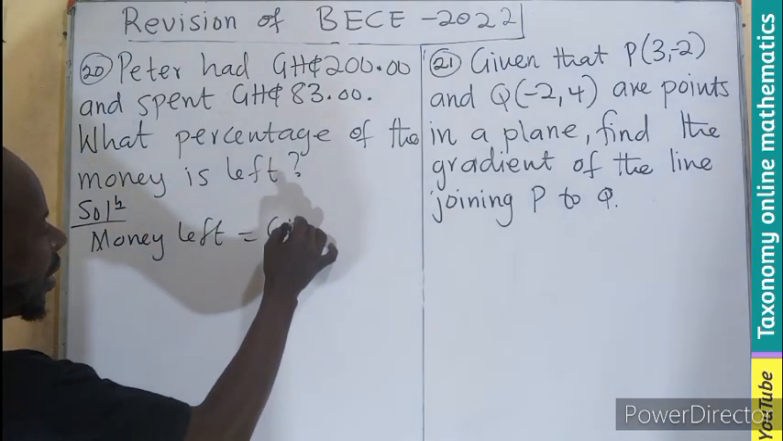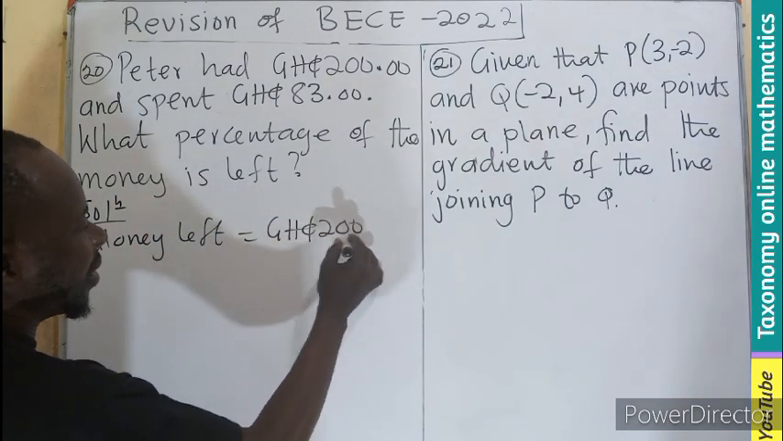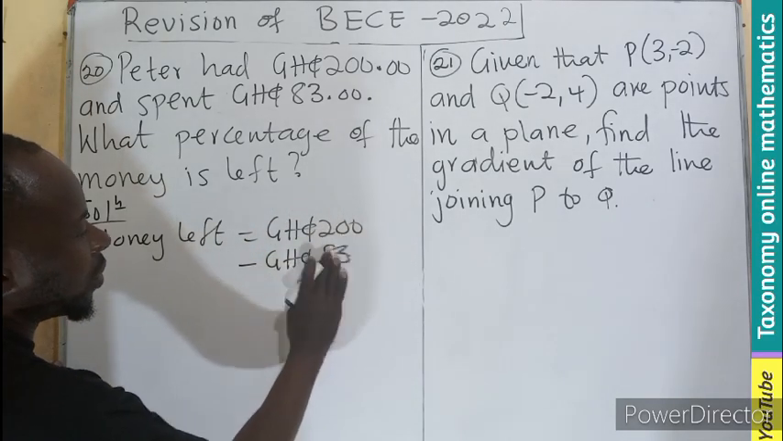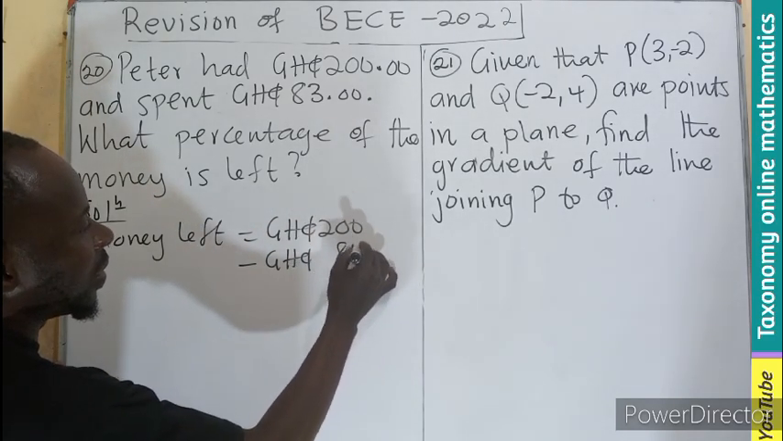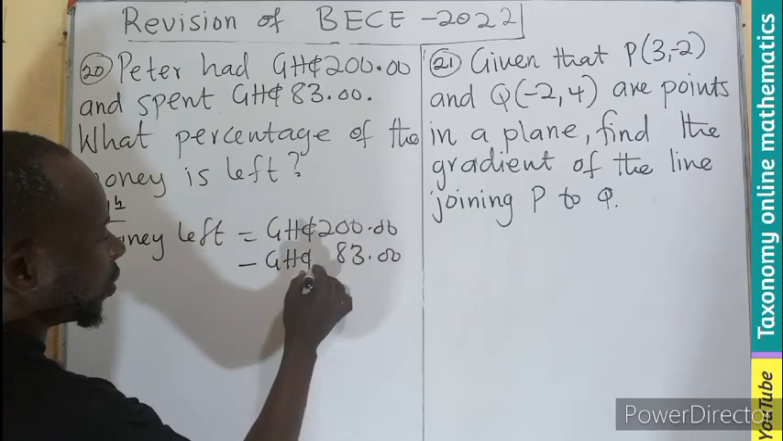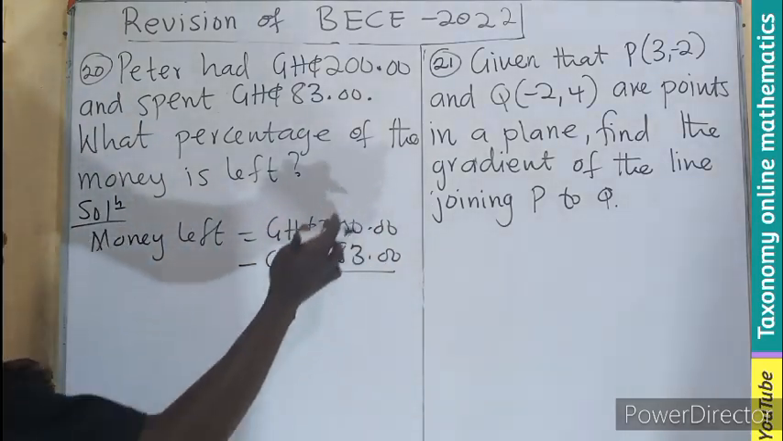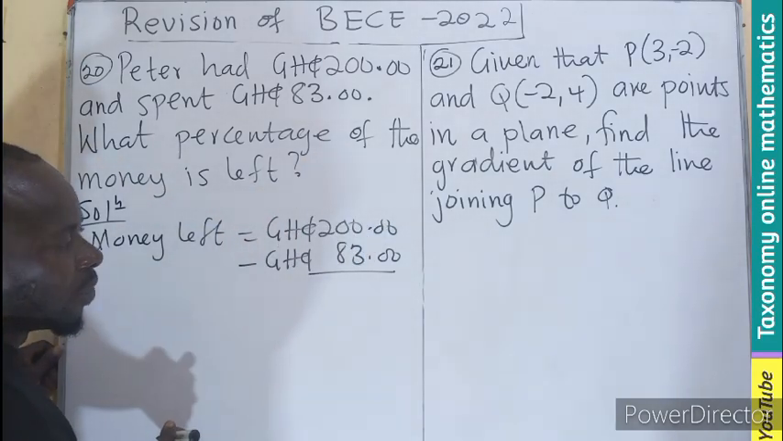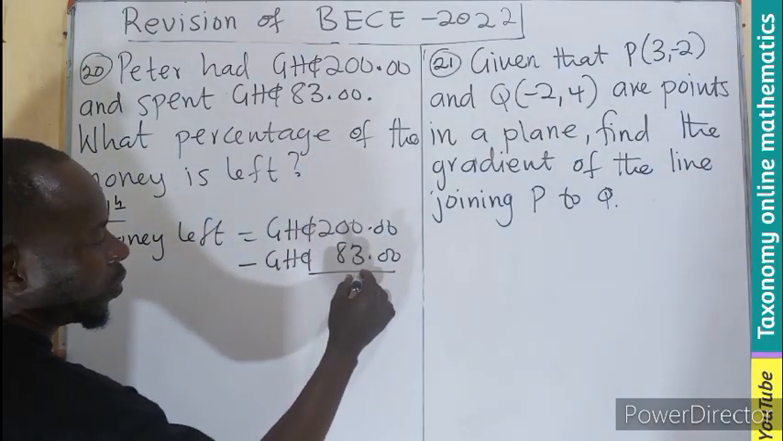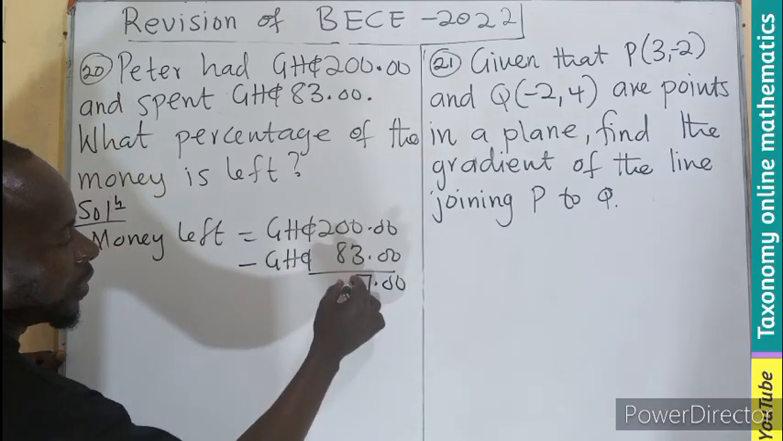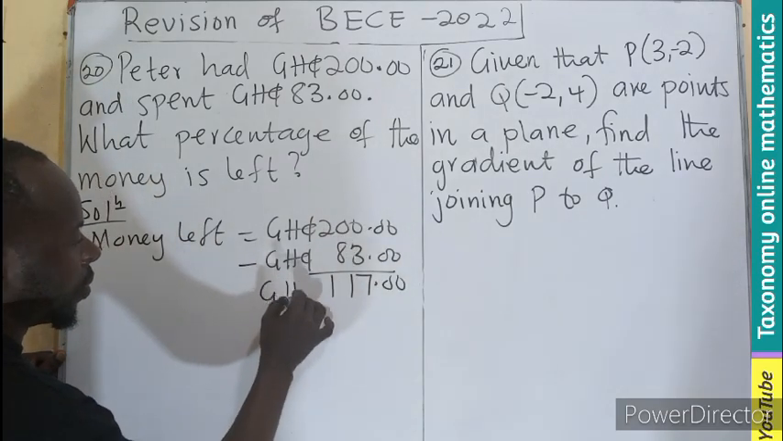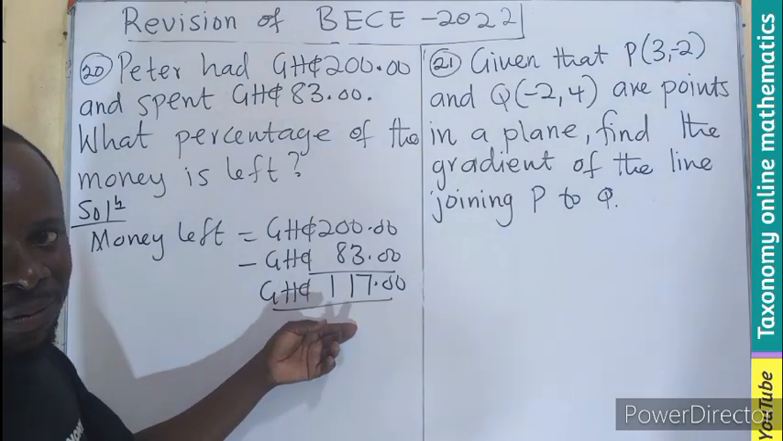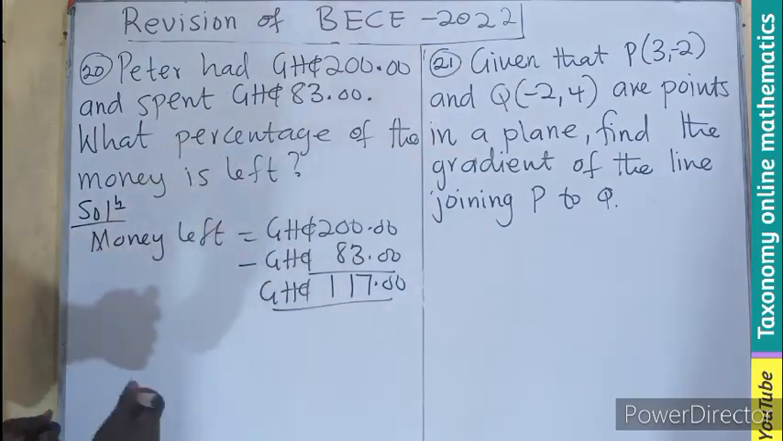Money left is going to be the amount we have at hand minus the amount we are spending. Let me put it here, 83. So if you subtract, this will be borrow from here 1, 9, then that gives you 10. So 7, here will be 1, 1. We're left with 117 Ghana cedis left. So you're looking for percentage.